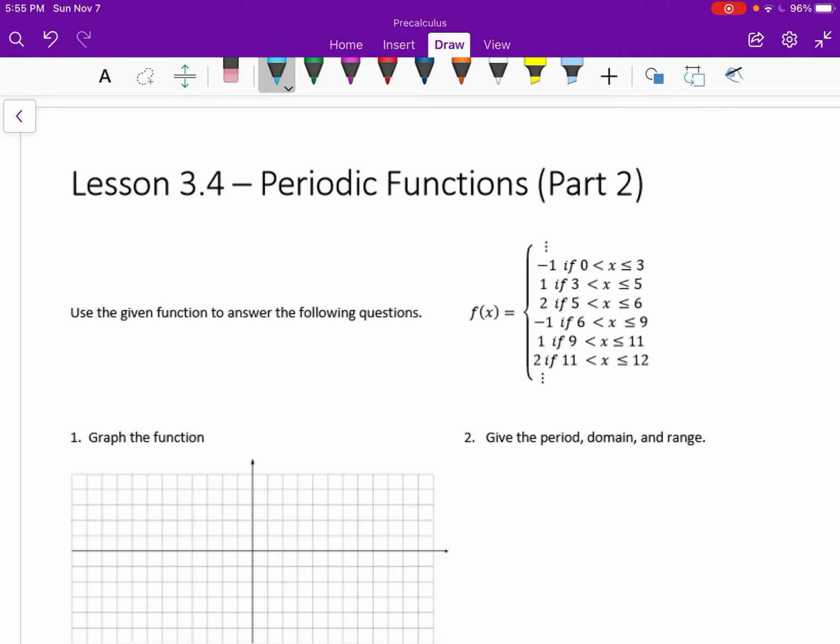Here's the second part of periodic functions. We're just going to do a little bit more of the same as the first example that we did. So here we have f of x. It's a periodic function. We know it's periodic because it has a dot, dot, dot, so there's some type of pattern that continues. And so we're going to work kind of through the same thing.